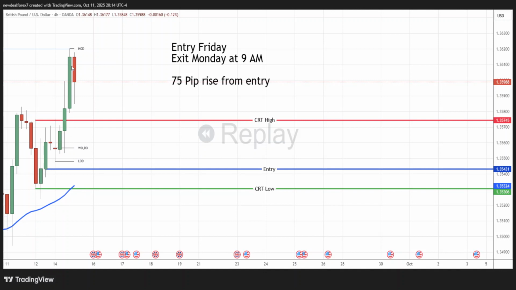Price broke out of the range. And so this would have been a Friday entry and holding over the weekend. Monday by 9 a.m., you would have got the strong power move up.